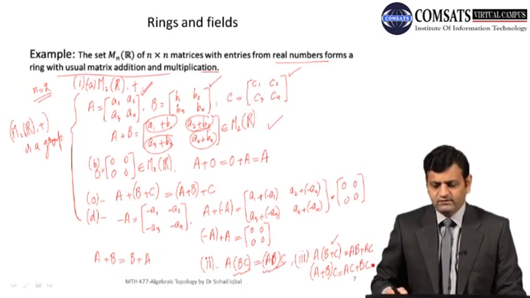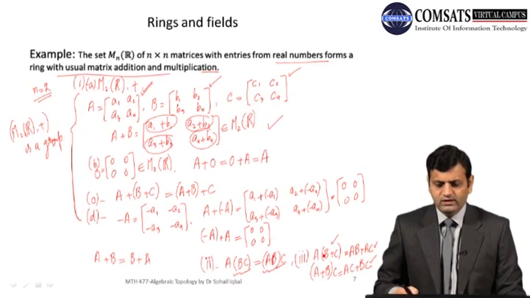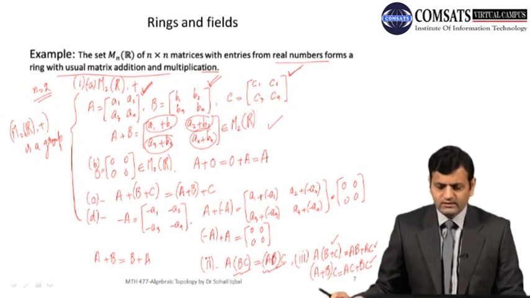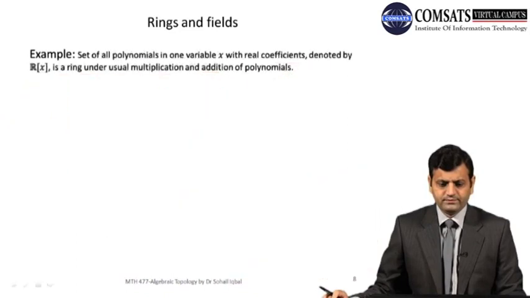And similarly, we can prove this last result as well. So take these three general matrices and prove these conditions. The computations can get a little tedious, but there will be no non-trivial tricks involved. So this proves that M2(R), the set of 2 cross 2 matrices with entries from the set of real numbers, is a ring under this binary operation of addition and multiplication.